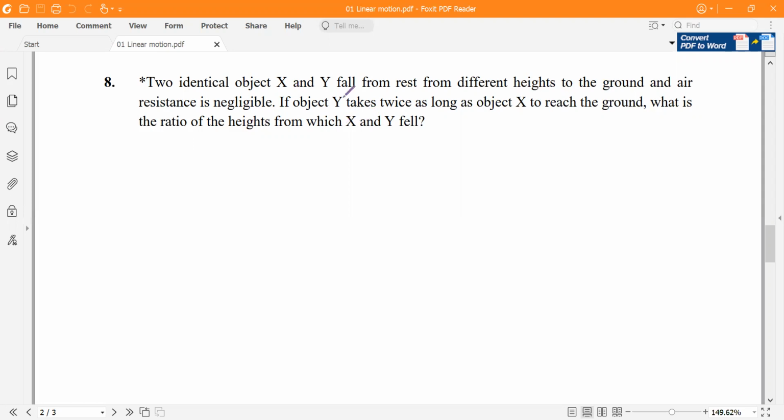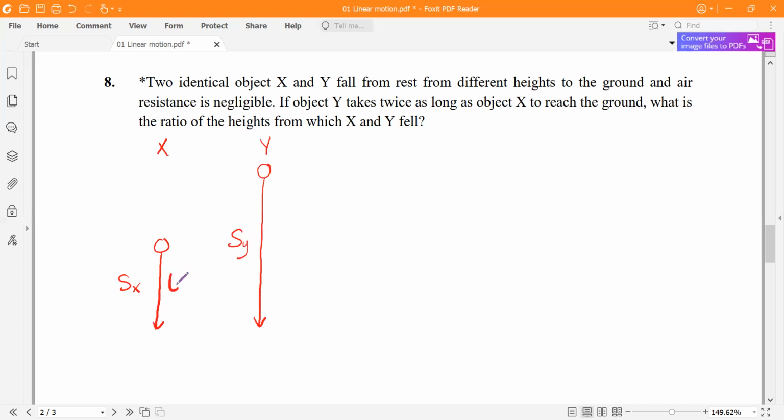So you need to picture the situation. You have identical objects X and Y. So I can say, okay, this is X and this is Y. It is mentioned that object Y takes twice as long as object X to reach the ground, which obviously explains that object Y is dropping from a greater height compared to object X. So this is the height Sx and this is the height Sy.